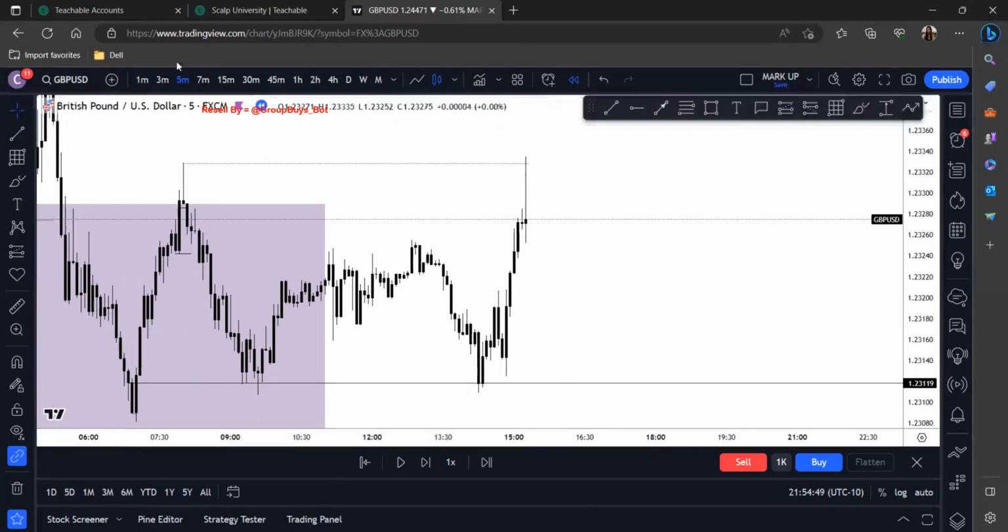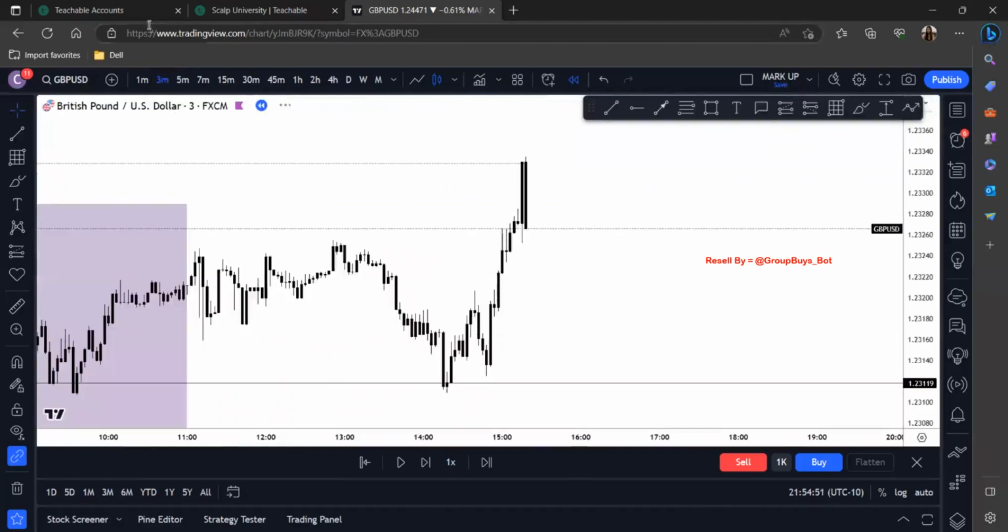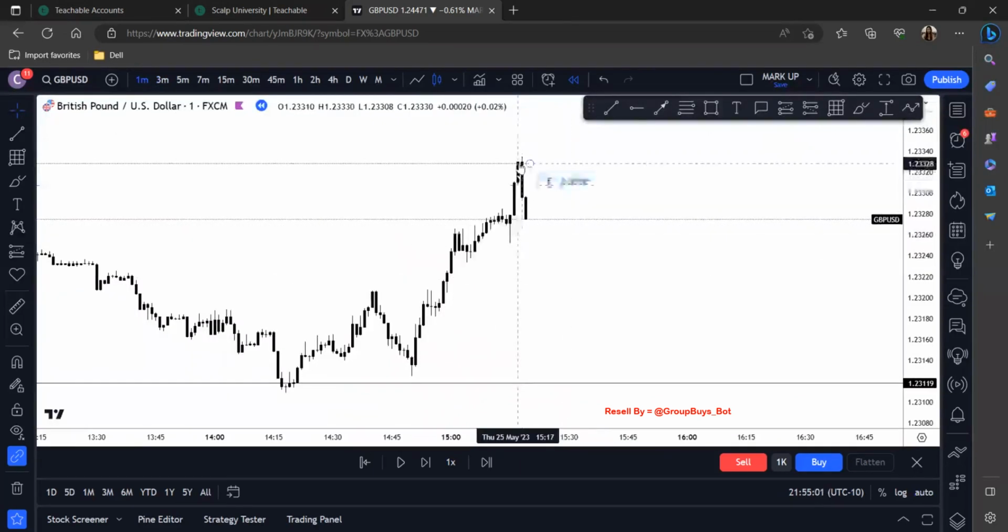Now we have to wait for a break of structure. So let's wait for a break of structure. Boom. Nice on the 3 minute. We have a nice strong candle pushing to the downside. I like that already. We'll go to the 1 minute. We have a nice push to the downside as well. Okay, so we're looking at that.